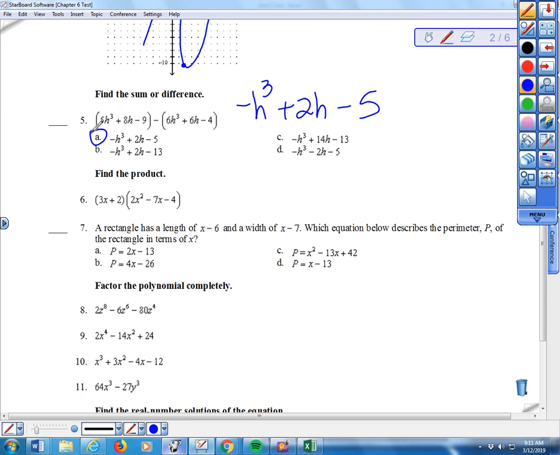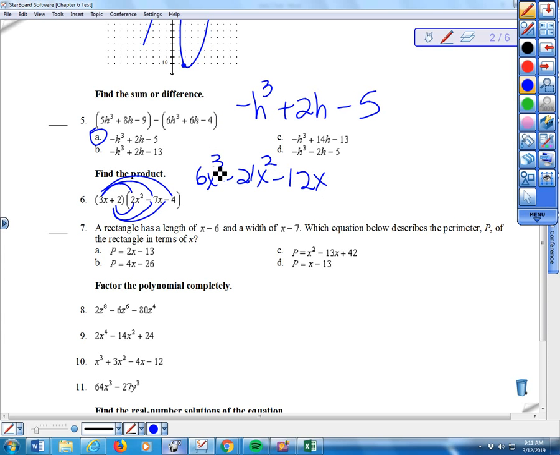Okay. Now the next one, number 6. Find the product. So I'm just going to FOIL, or distribute, I should say. 3x times 2x squared is 6x cubed. 3x times negative 7x is negative 21x squared. 3x times negative 4 is negative 12x.